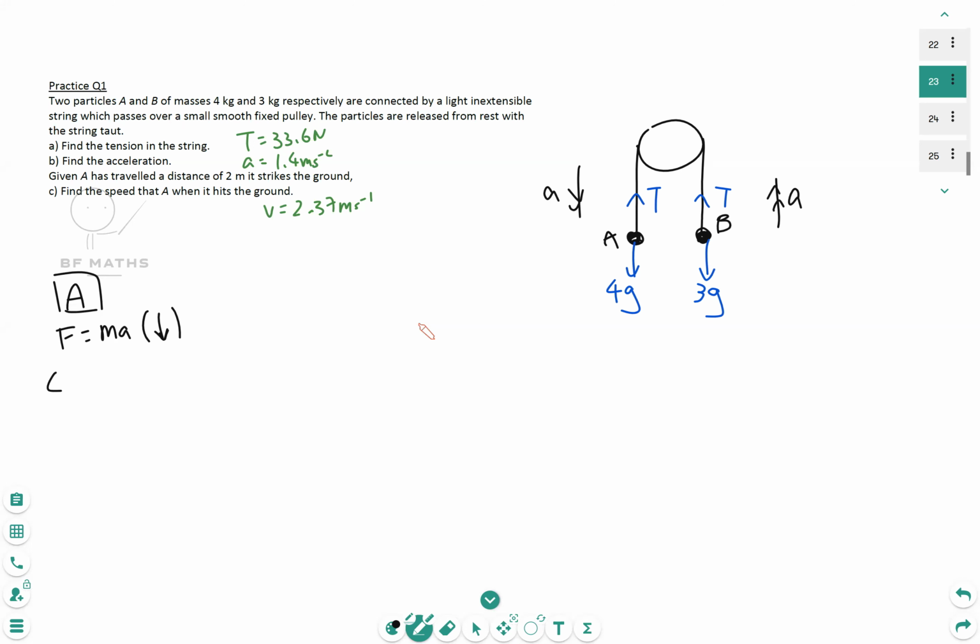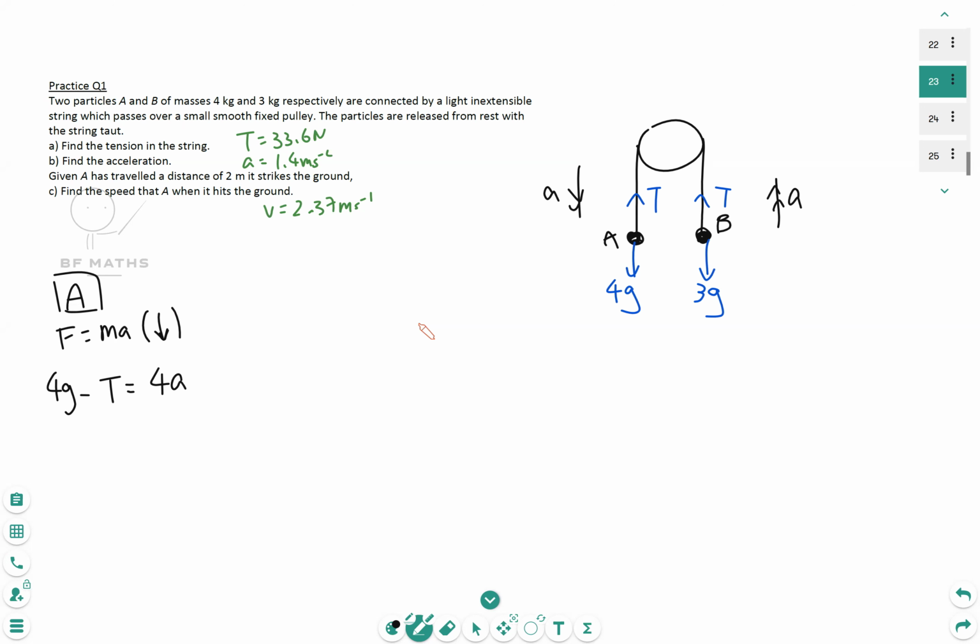So the force is 4g minus T, because going downwards means the downward force must be bigger than the upward force. So 4g minus T equals 4a. And 4 times 9.8 is, if you remember what I said, I don't like writing a g in there because students often mistake this as the variable.